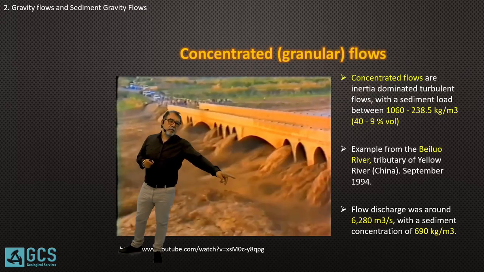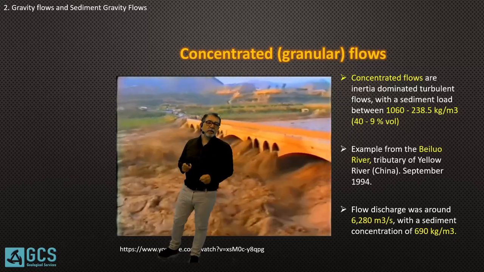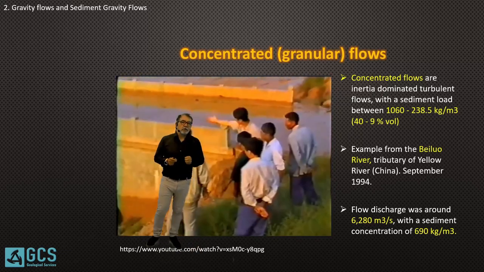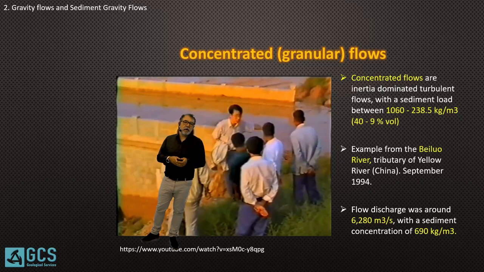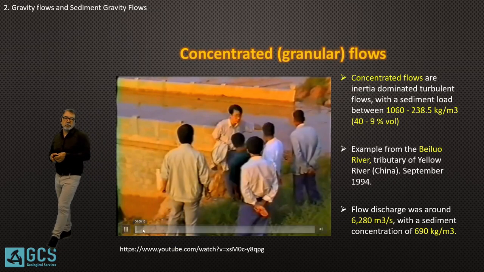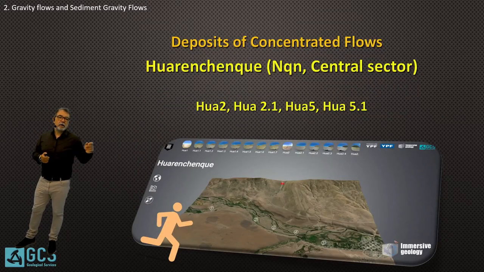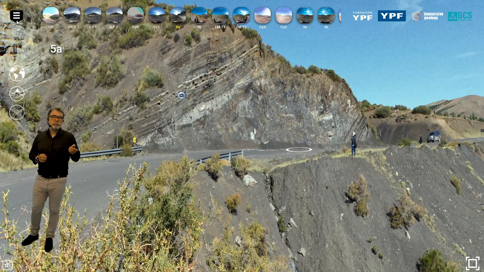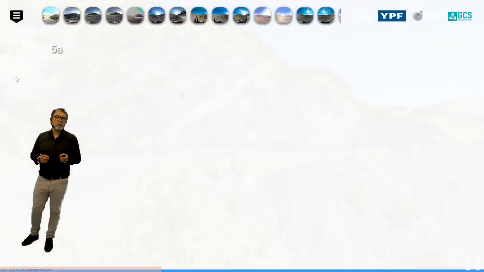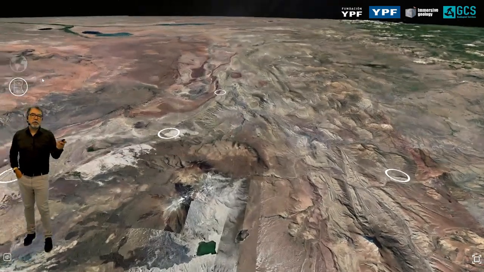In this example, the concentration was near 700 kilograms per cubic meter. So this is a concentration in which you have interaction of sediment, grain-to-grain interaction, and also this kind of water escape. Let's go into the field now to see some deposits of concentrated flows. So we had to go back to the central part of the basin.